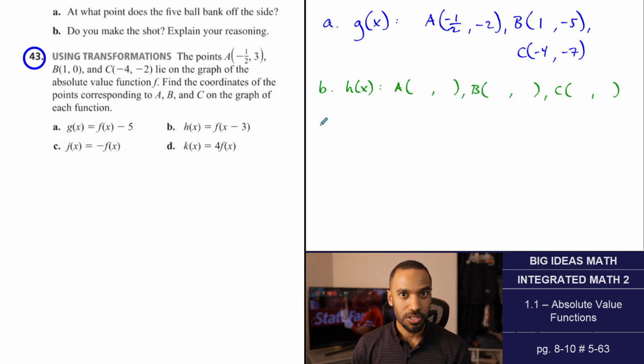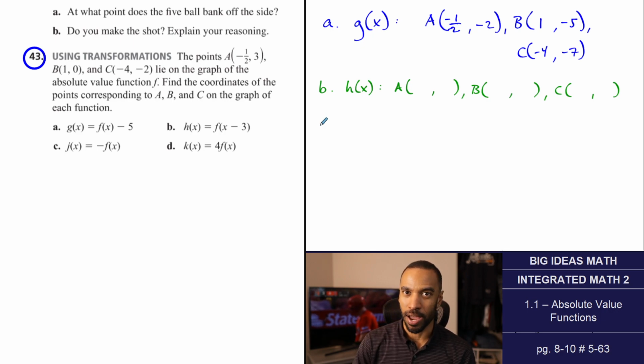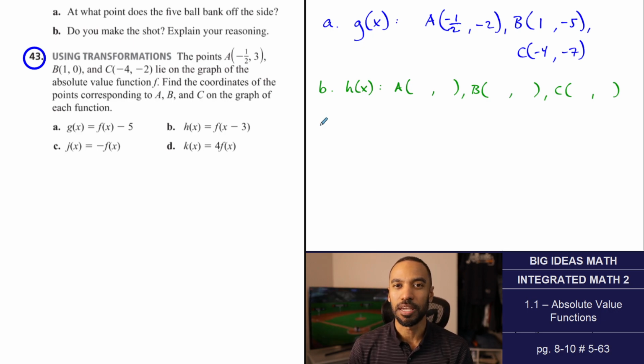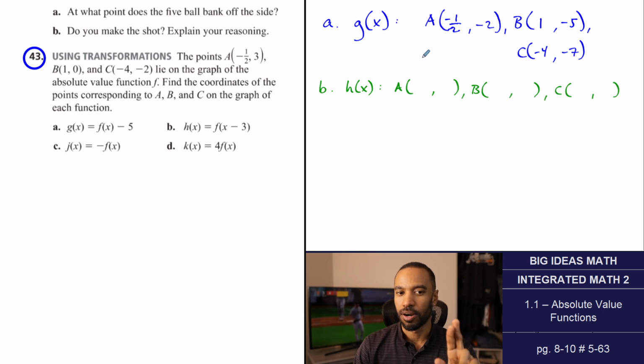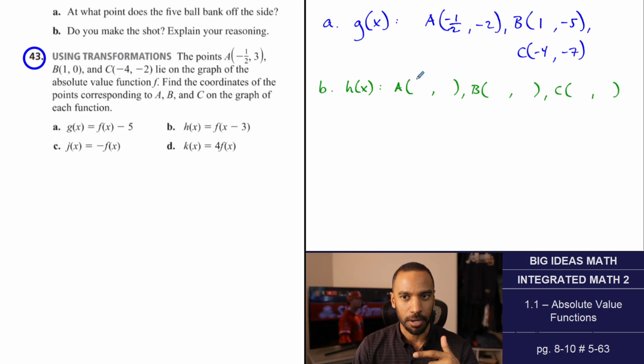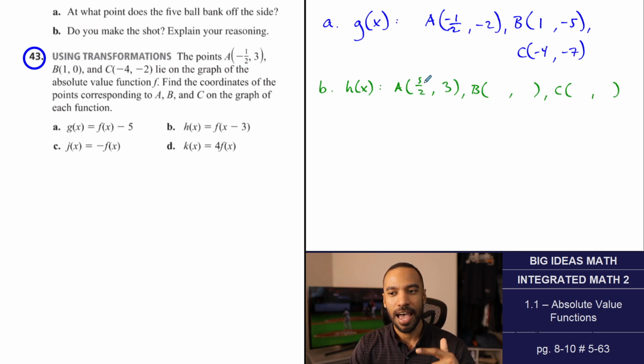That means we translate our values 3 units to the right. That means the x's become 3 larger. 3 larger, not smaller. We're not subtracting the x's by 3. The x's have to be 3 larger so we can subtract 3 from them to be the same as the points were before. If A was negative 1/2 comma 3, let's make that 3 larger. 2.5 comma 3, 5 halves comma 3. See, 5 halves minus 3 is negative 1/2. That's what gets us that.